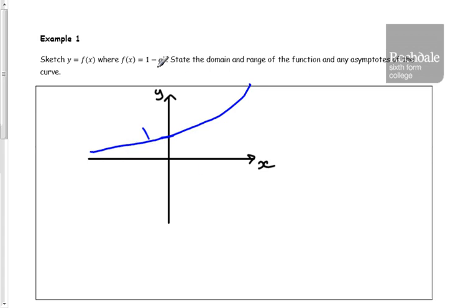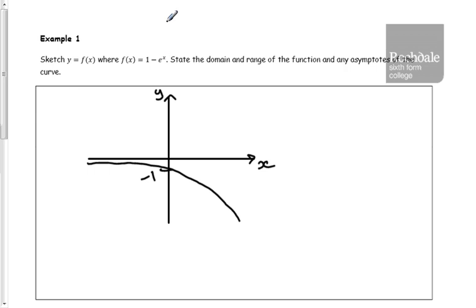So minus e to the x, I'm ignoring the 1 for now, minus e to the x, a reflection in the x-axis. So it's going to look like this, this time going through the y-axis at minus 1. Now let's consider this 1, because this isn't the finished graph.